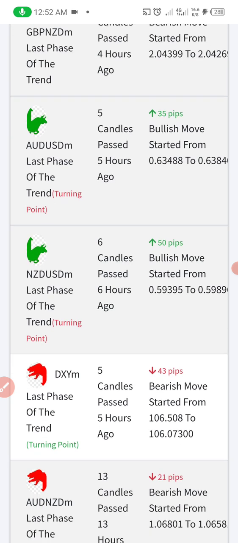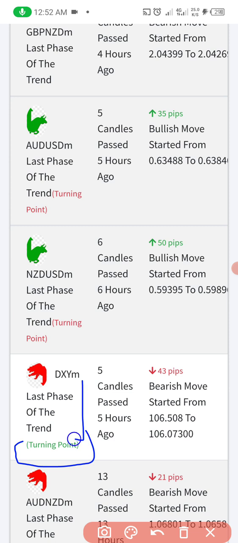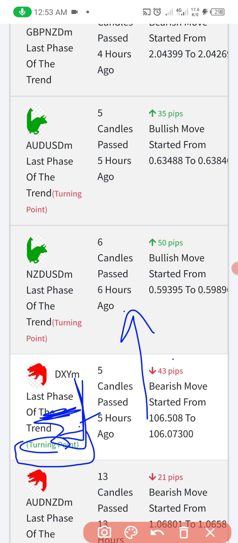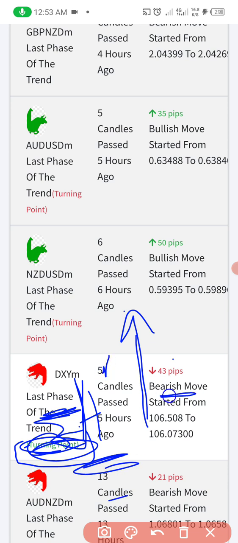Now you can see DSY. DSY has a turning point on the last phase. This is the 1 hour time frame. A turning point on the last phase of a bearish move, meaning that this price has gotten to the last phase of its bearish move. So we're going to be expecting a bullish move on this. That is why you're seeing the turning point here. So you can start buying immediately and put your stop loss at the recent low, because definitely this is going to turn to bullish instantly. So that is how it is.